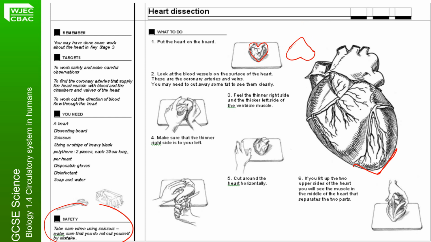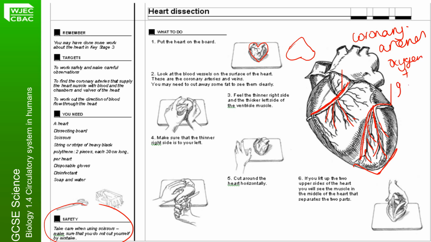The first thing I want you to do is to look at the blood vessels on the surface of the heart, and you should be able to identify really thick blood vessels, sometimes covered with a creamy fat, and branching off, getting thinner and thinner towards the end. These are what we call the coronary arteries, and they are very, very important because they deliver blood to the heart muscle itself.